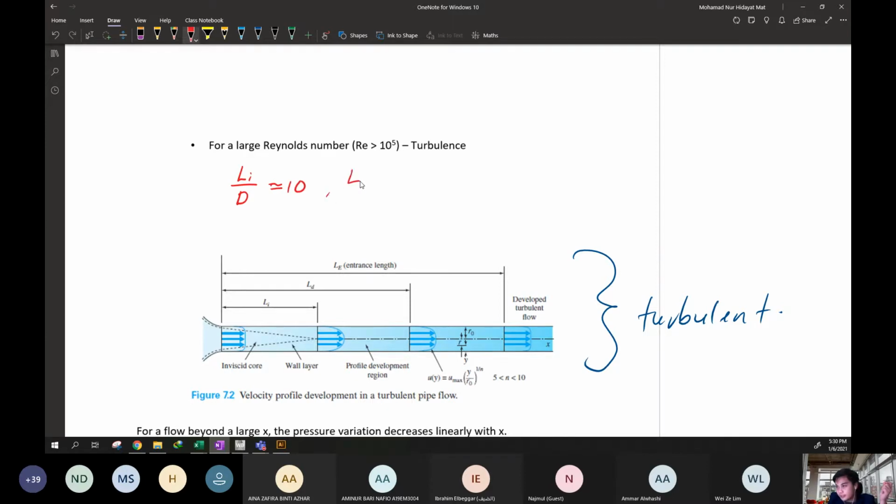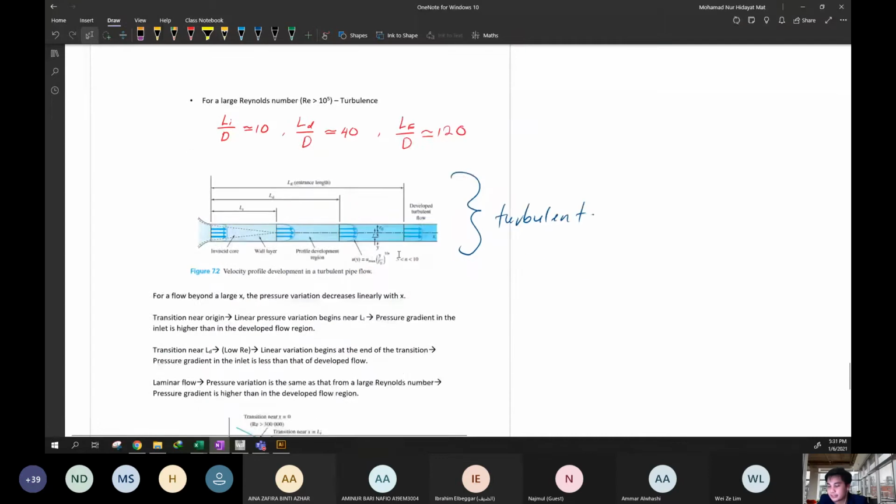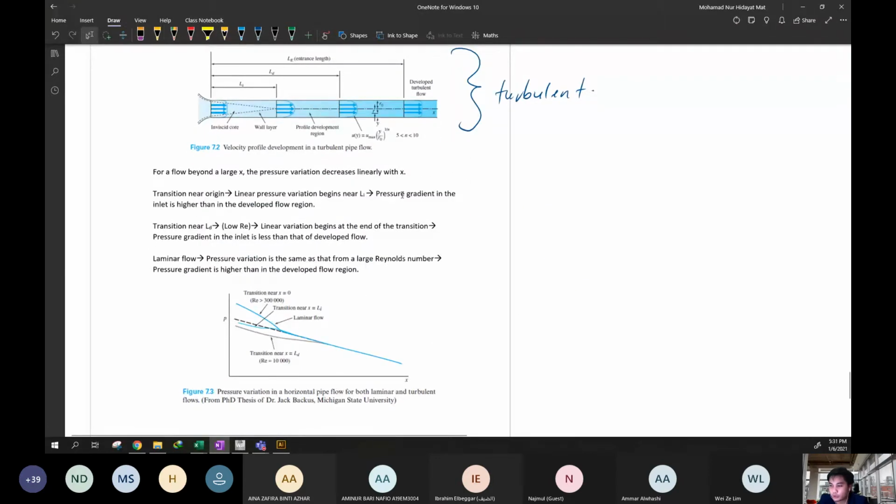Okay, for LD, the development length over D is roughly around 40, and for LE, the entrance length over D is roughly around 120. This is the ratio. Basically, this is more on the theory. Okay, I think that's all.